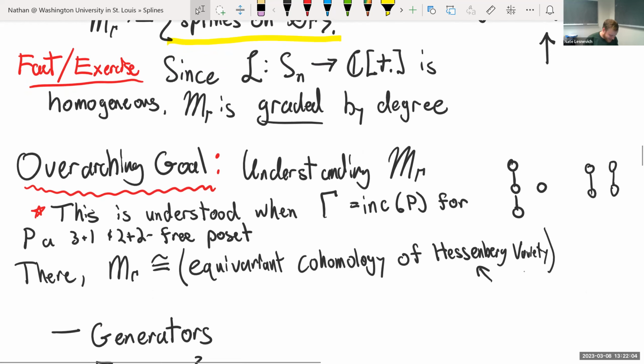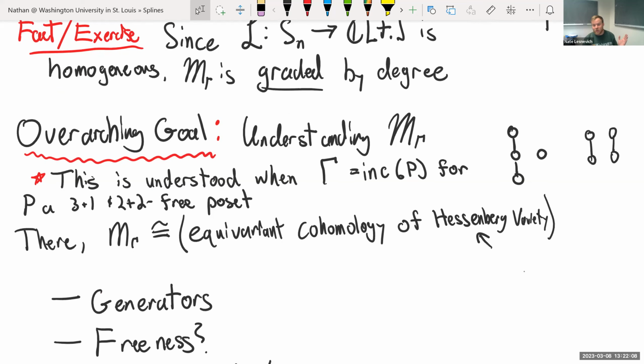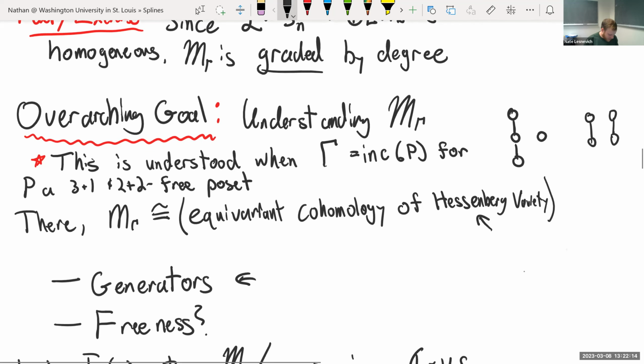So what do we want? We want generators, and we want to know if this is ever free. Preferably, we would like the generators to be minimal, if we can.